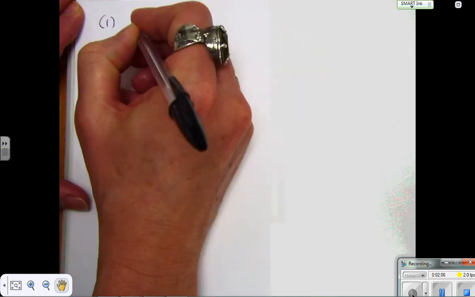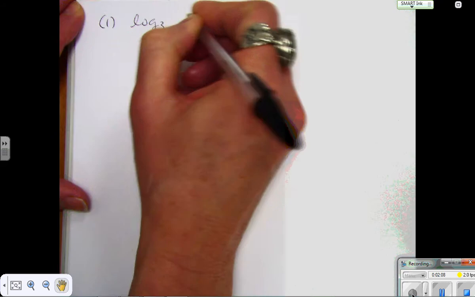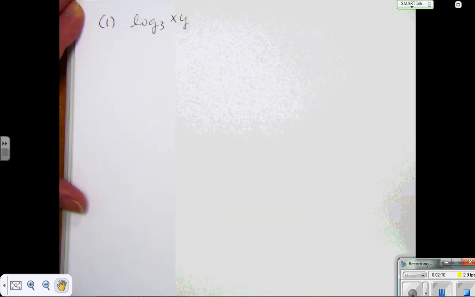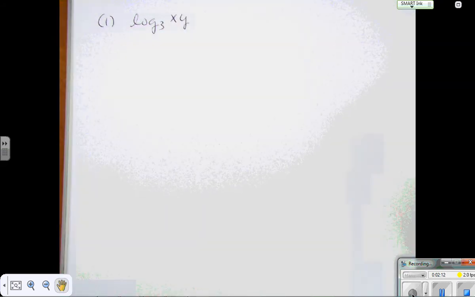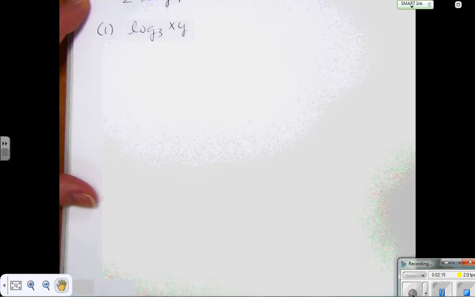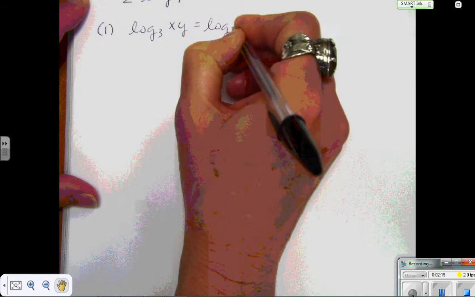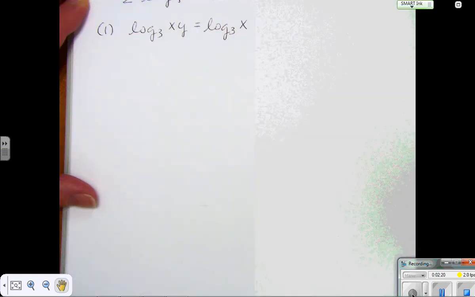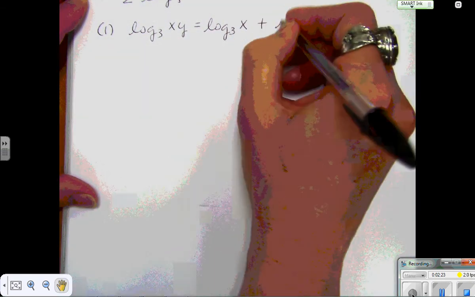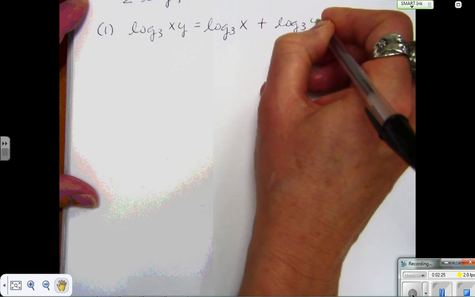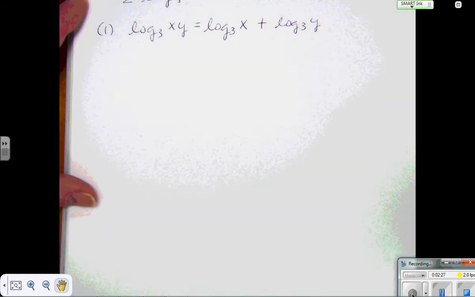Like on number 1, log base 3 of x times y. So you have a factor of x and a factor of y. And when you expand, you've got to write the log base 3 for every factor that you have. So log base 3 of x plus log base 3 of y. That's what it would equal when you expand it.